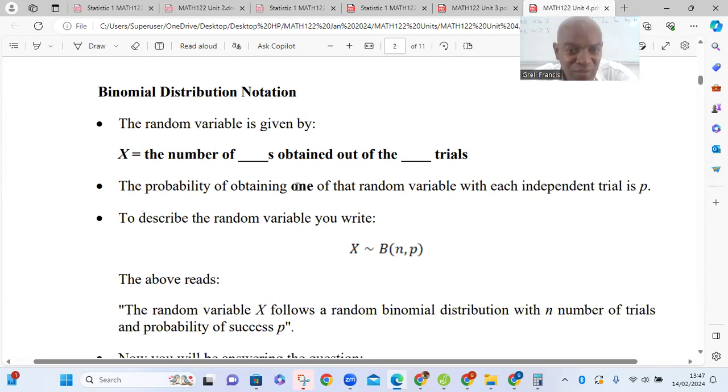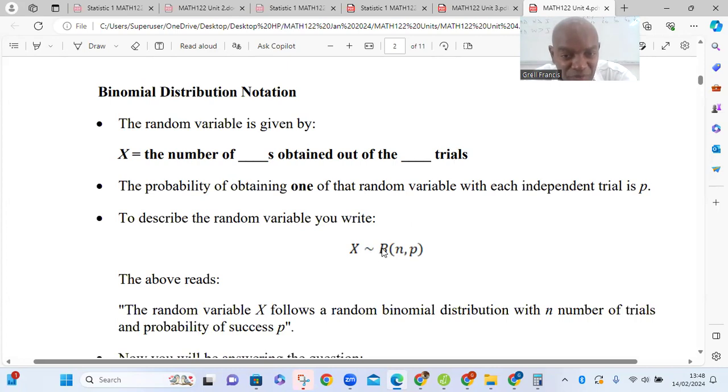The probability of obtaining one of that random variable with each independent trial is equal to P. It must be constant. So to describe the random variable, you write X, which is the letter that you use to denote that definition of the random variable. Anytime you see X in your analysis, you should see the number of whatever.